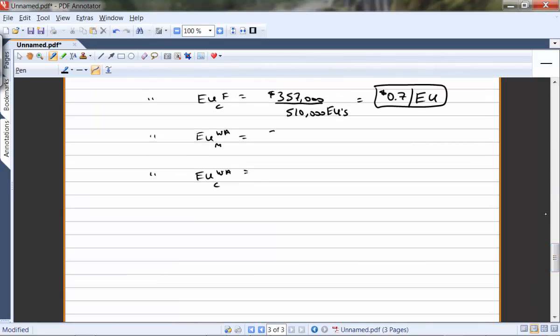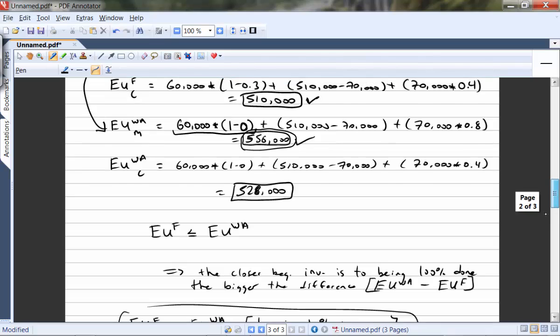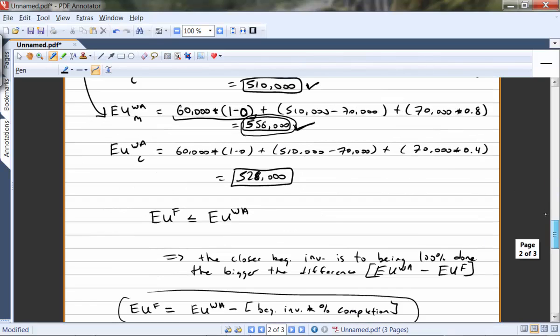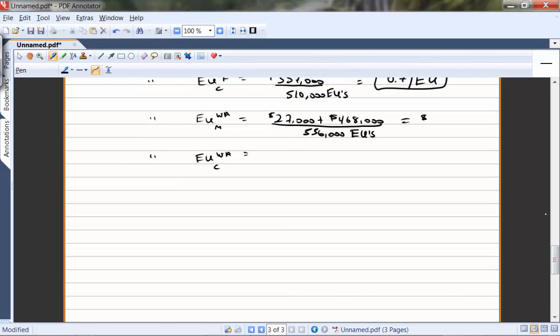So 27,000 plus 468,000, and then spread that over the equivalent units that we completed for materials under weighted average, which was 556,000. And you end up getting, now here you're going to get a decimal, and I'm going to round it to the 4th decimal place.